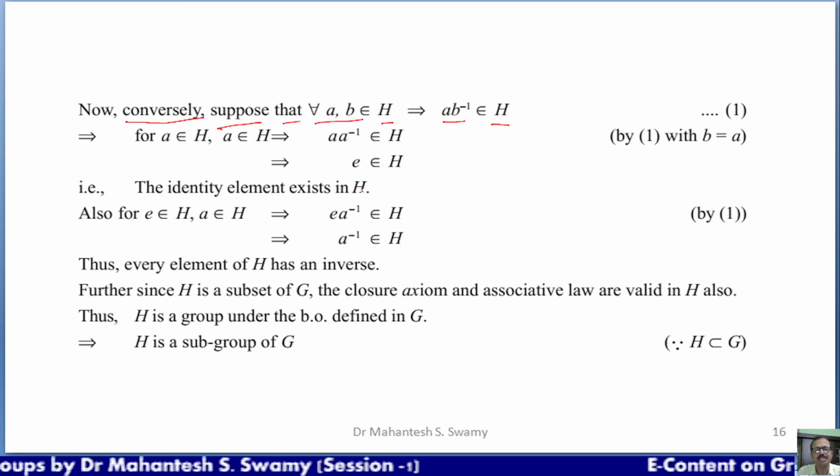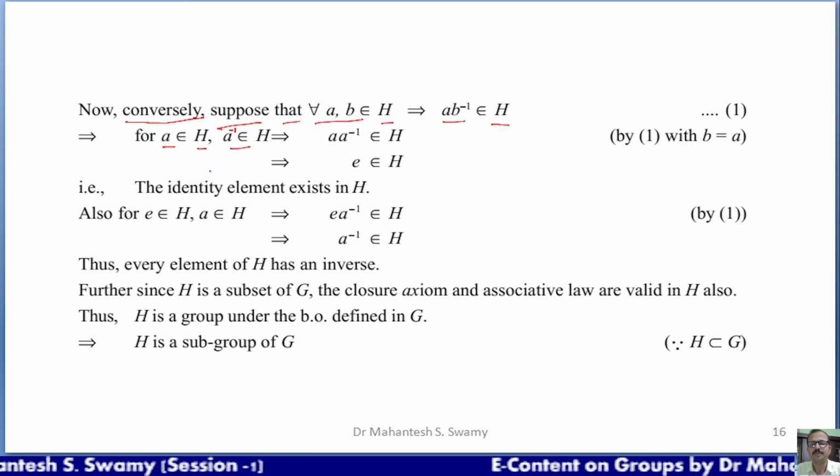To prove that H is a subgroup, we will prove that H is a group. So to prove H is a group, let us consider an element A. For element A belonging to H, A inverse also belongs to H. We have to write A inverse. Just a minute. It is not A inverse because we have to prove that A inverse exists.